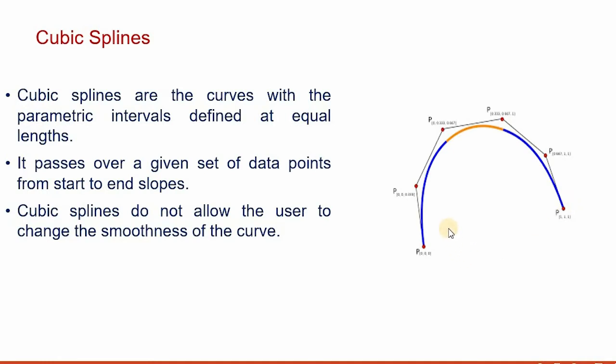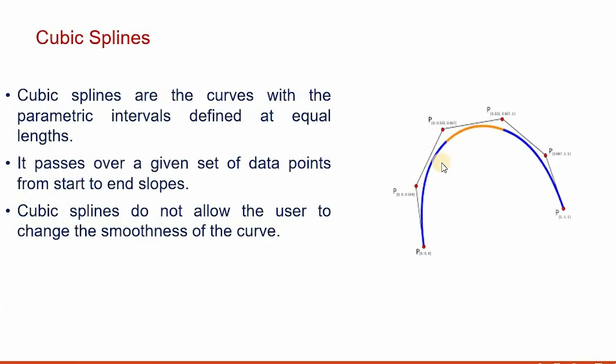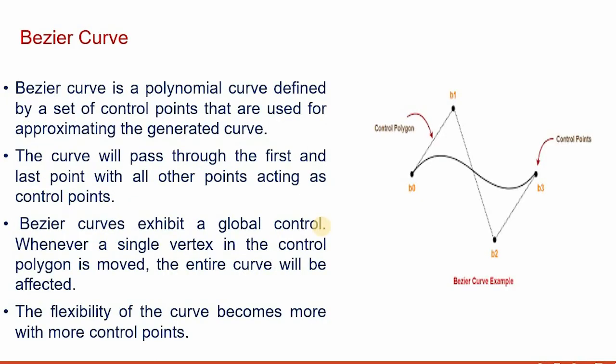It passes over all the given set of points, from P0 to P1, P2, P3, P4, P5, P6 and the end point Pn, from the starting point to the end point of the curve. The cubic splines do not allow the user to change the smoothness of the curve.